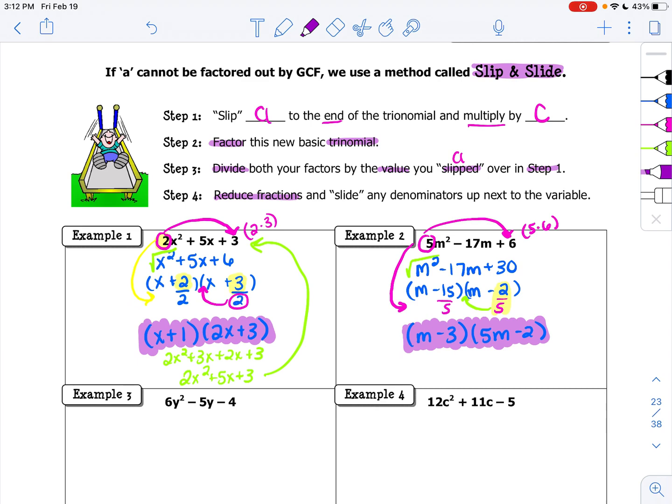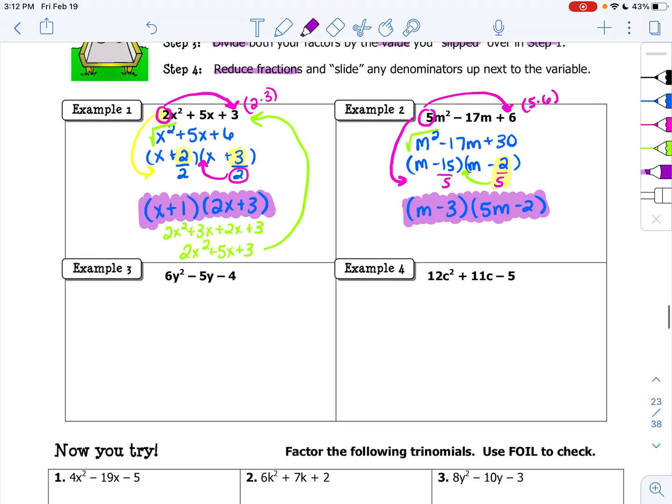Take a look at example 3. Again, it's a trinomial with a leading coefficient greater than 1. So we're going to take our a value and slide it to the c and do 6 times 4. This would give us y squared minus 5y minus 24, because 6 times 4 is 24.